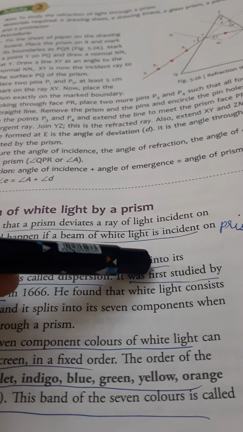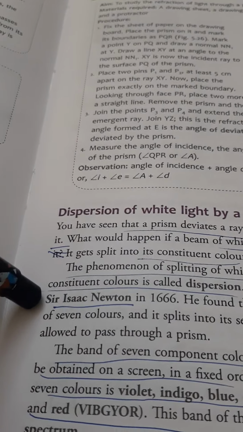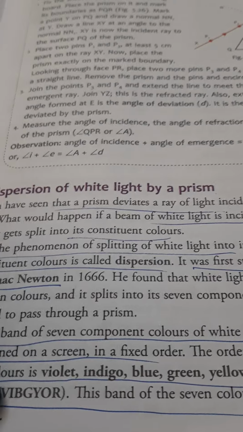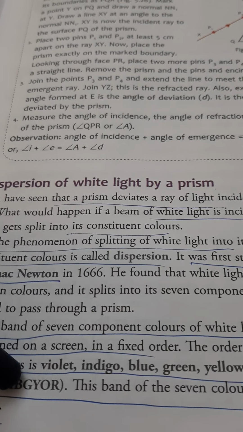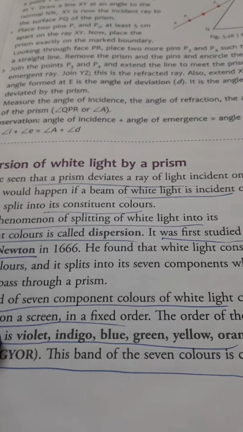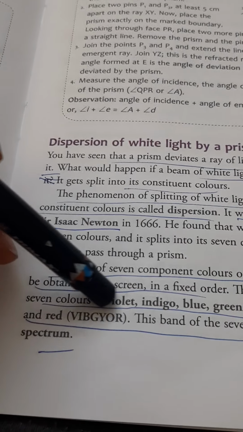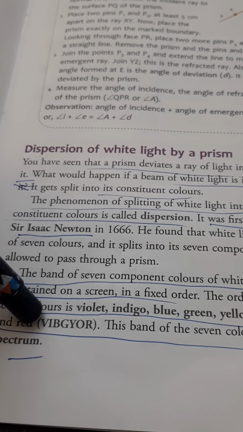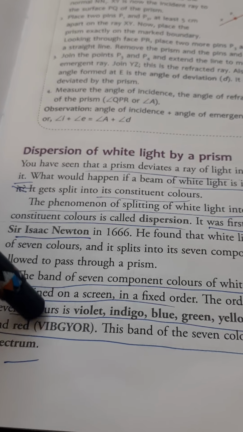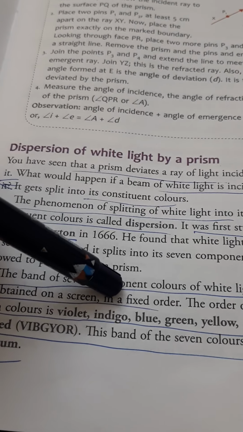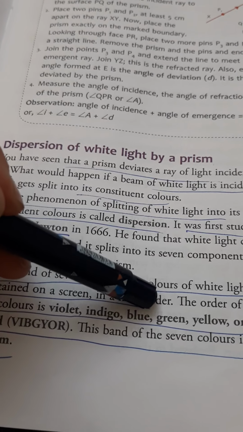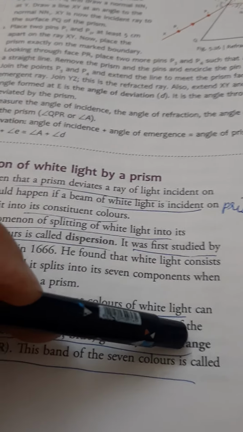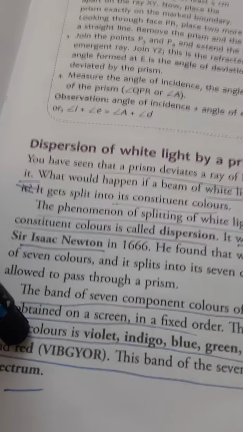And who was the scientist who studied about it? The scientist was Sir Isaac Newton. Now this band of 7 colors which we get after dispersion, we call it in short form as VIBGYOR. And you must be knowing about the different colors of the VIBGYOR. V stands for violet, I for indigo, B for blue, G for green, Y for yellow, O for orange, and R for red.